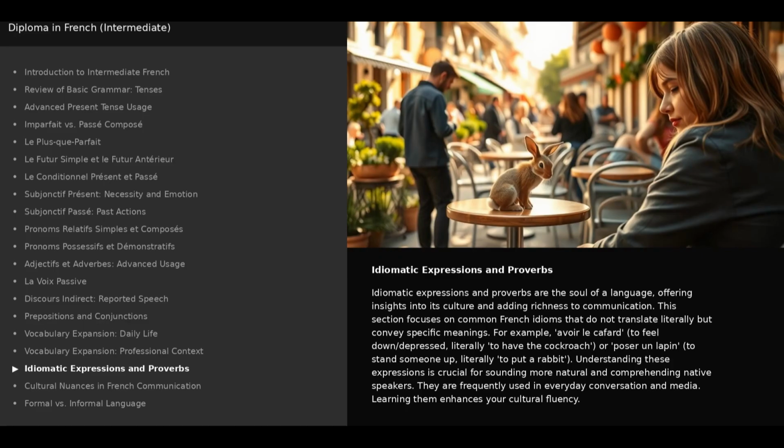Understanding these expressions is crucial for sounding more natural and comprehending native speakers. They are frequently used in everyday conversation and media. Learning them enhances your cultural fluency.